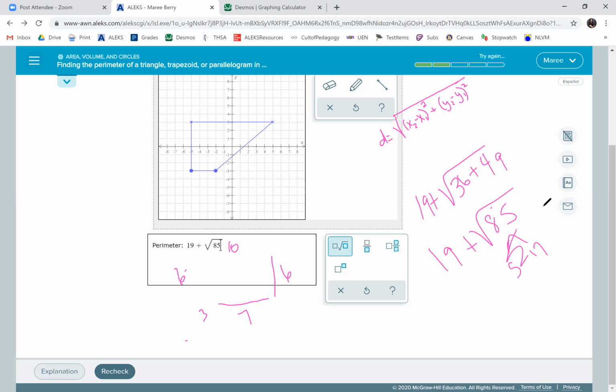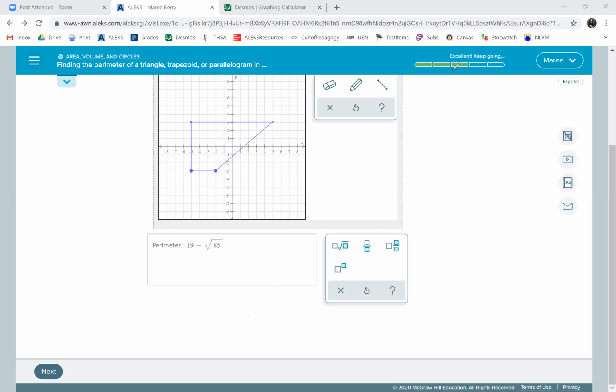Holy cow. Yeah, and that was just from not graphing the points correctly. Wow. Okay, so that's the end of that lesson.